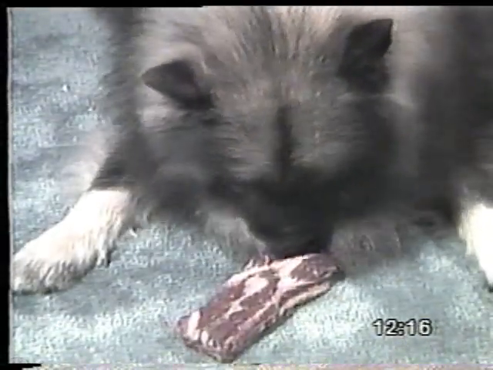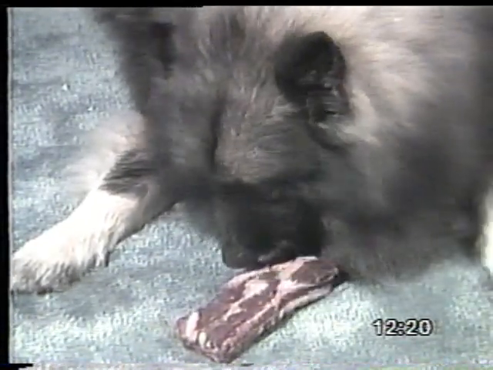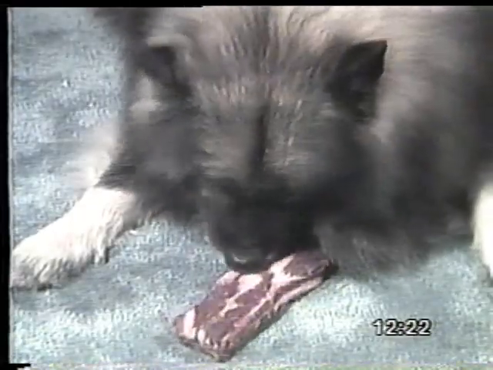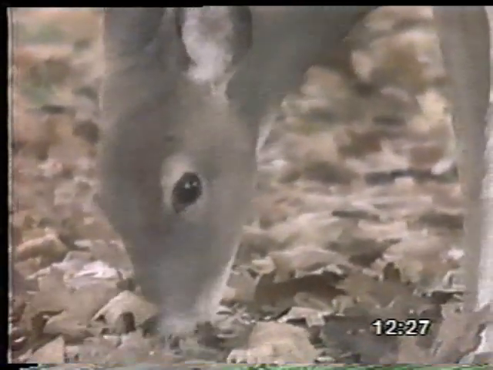Carnivores, or animals who eat meat, do not crave salt. This is because they obtain it from the body fluid of their victims. Herbivores, or animals who live on vegetable matter, need more salt.